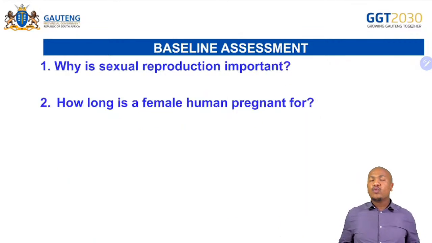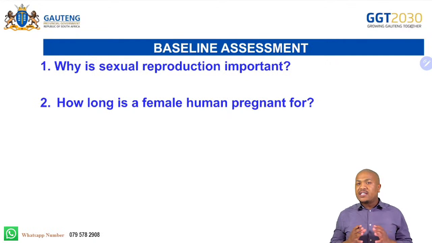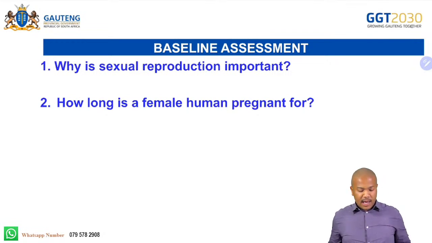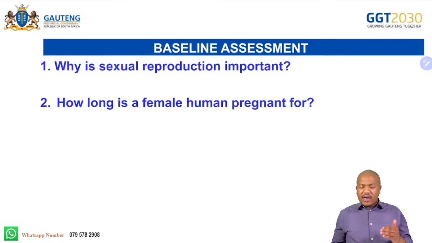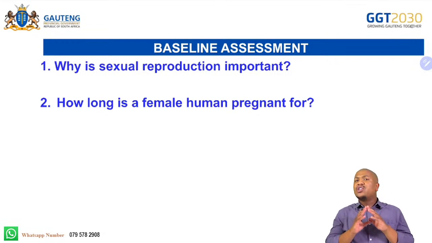Now, let's quickly look at this baseline activity and test ourselves. There are 2 questions, so I'm going to give you 2 minutes to copy down and complete this activity. But firstly, let's go through the questions together. Number 1: why is sexual reproduction important? Number 2: how long is a female human pregnant for? That's all that you need to answer for our baseline activity. So let's take 2 minutes, then after that, we'll meet for corrections.